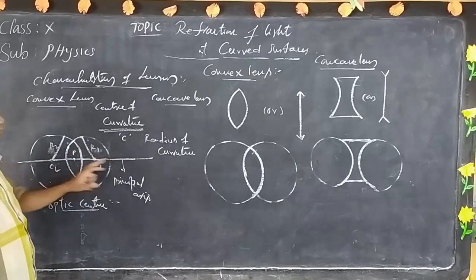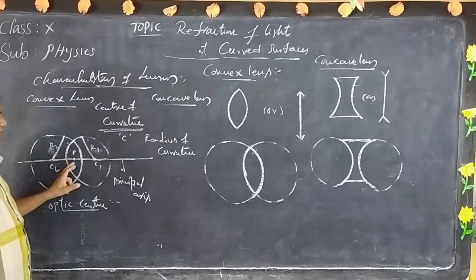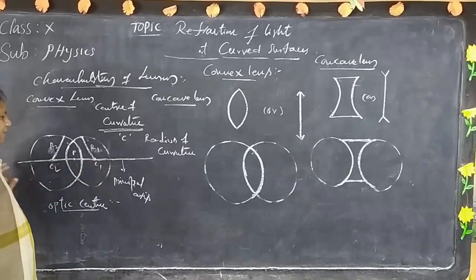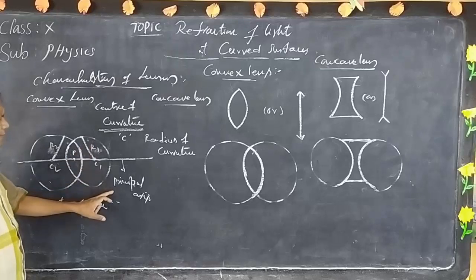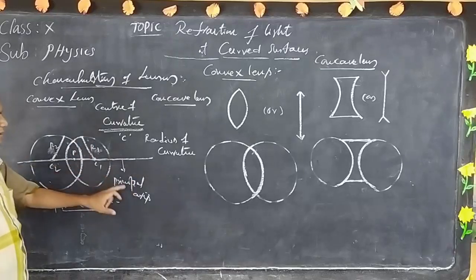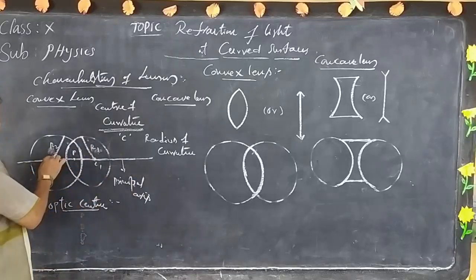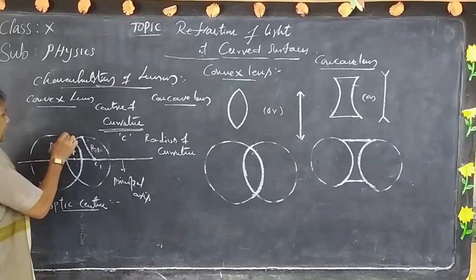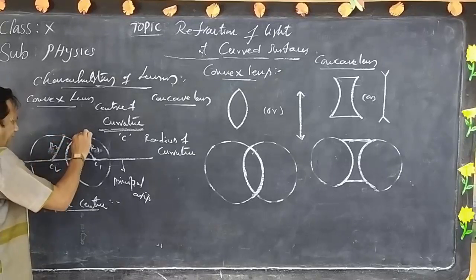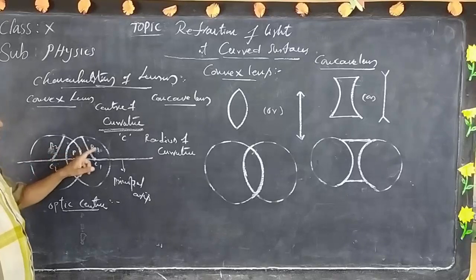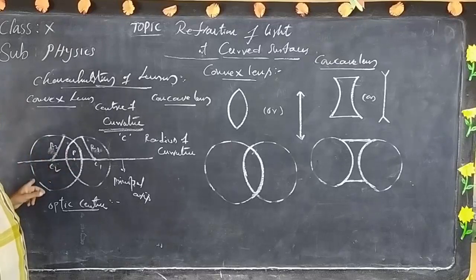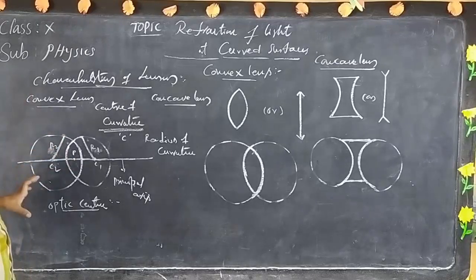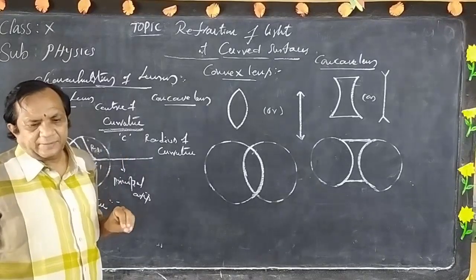The line that passes through the optic center, perpendicular to the surfaces, is called the principal axis. The distance from the center of curvature to any point on the curved surface is the radius of curvature, but it has two radii, R1 and R2. Two radii will be there. This is about the case of the concave lens.